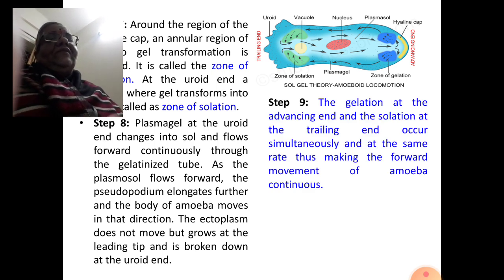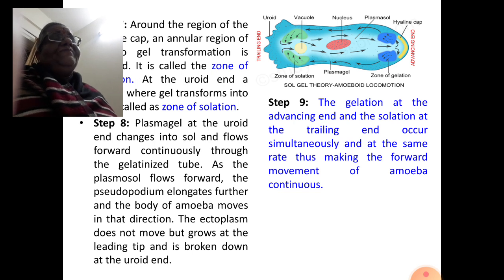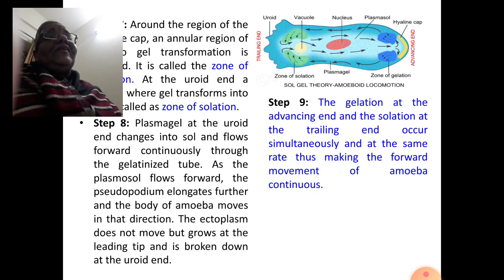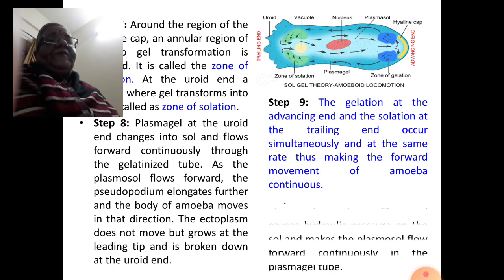Then, step 9. The gelation at the advancing end and the solation at the trailing end, or uroid, occur simultaneously and at the same rate, thus making the forward movement of the amoeba continuous. So this repeats several times and the amoeba moves in the direction where the pseudopodium is formed.